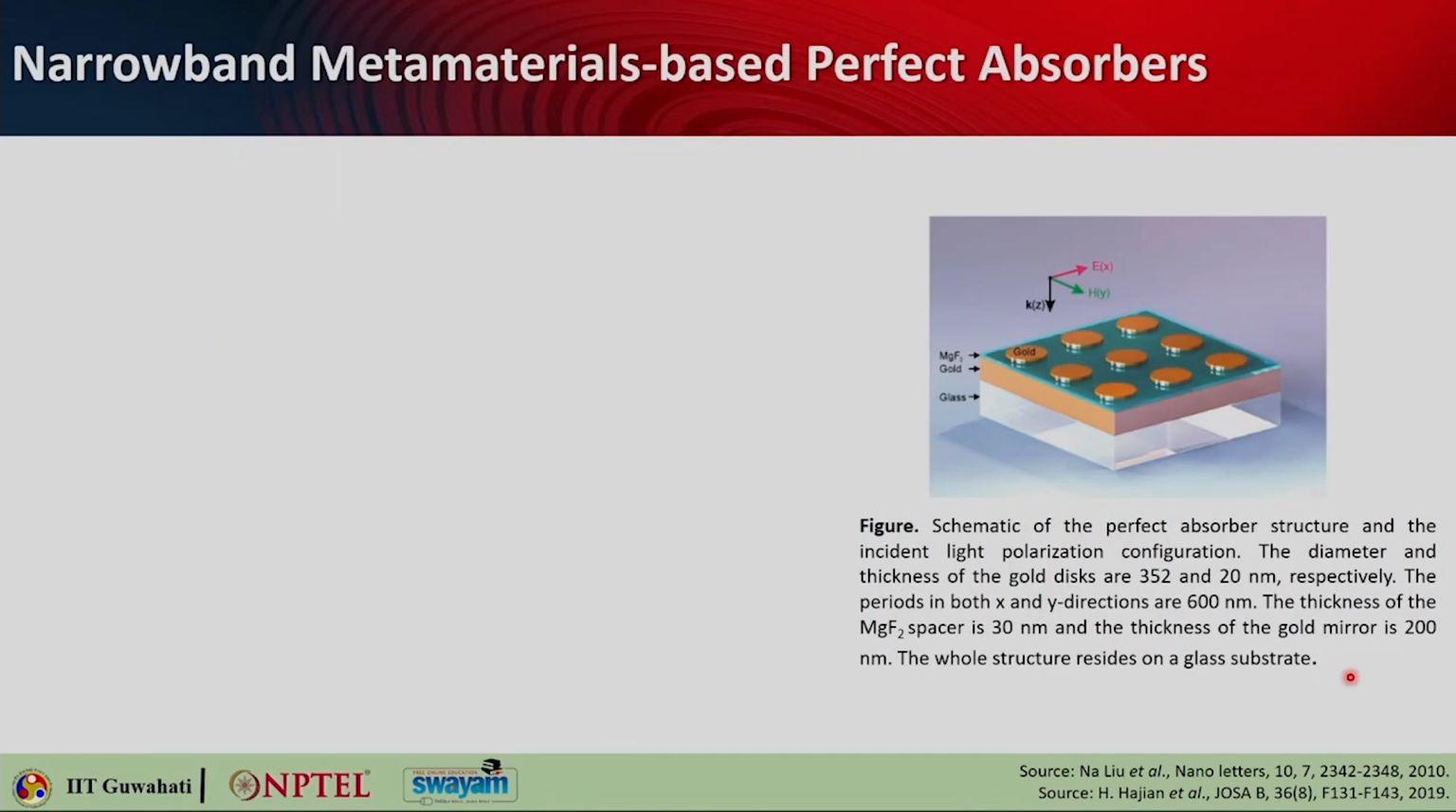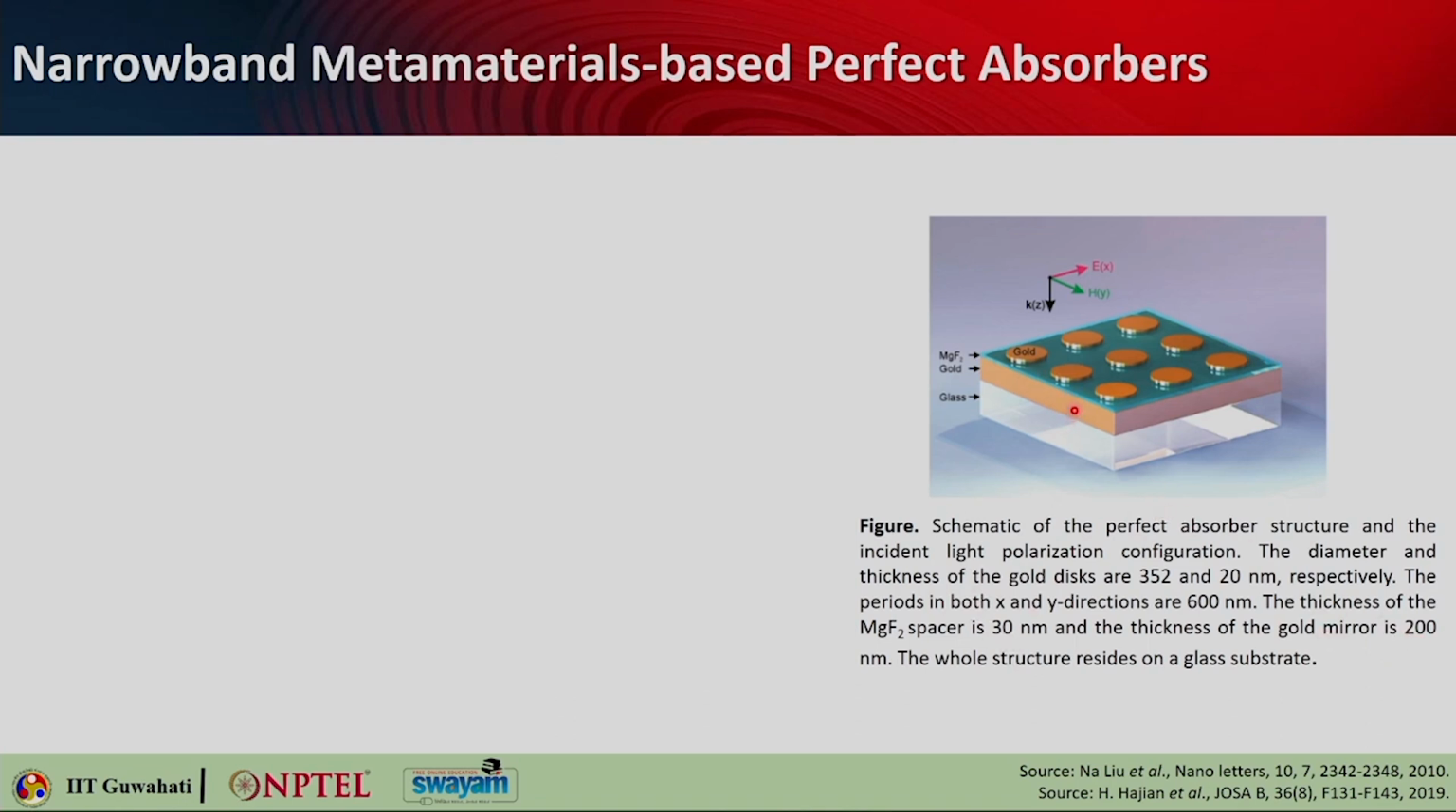Now let us look into some of these techniques of how you design narrowband metamaterial based perfect absorbers. So here is the schematic. You need lossy metal to design absorbers. Here is a schematic of a 2D array of gold discs. The diameter is 352 nanometer, the thickness is 20 nanometer, and the periodicity along both x and y directions is 600 nanometer. Then there is a spacer layer below these gold discs, that is MgF2, magnesium fluoride, with a thickness of 30 nanometer, and then you have a gold mirror which is 200 nanometer thick.